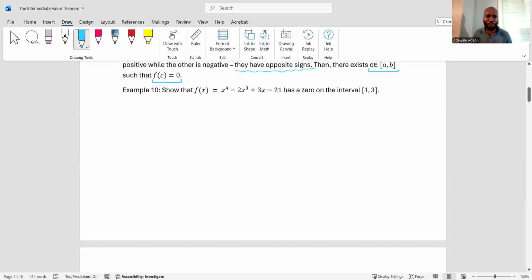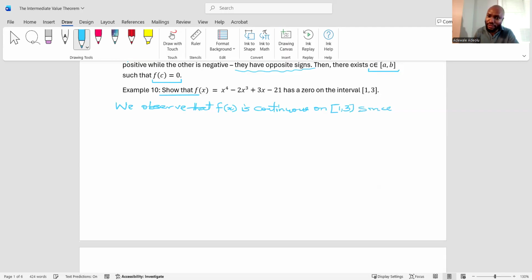Okay, let us apply that here. Our question here is, show that f of x equals x raised to power 4 minus 2x cubed plus 3x minus 21 has a zero on the interval [1, 3]. Well, we observe that f of x is continuous on [1, 3]. How do I know that?